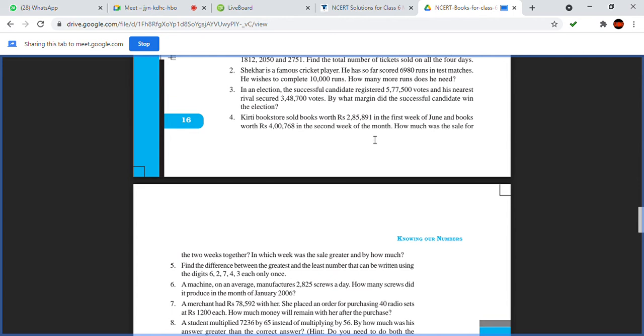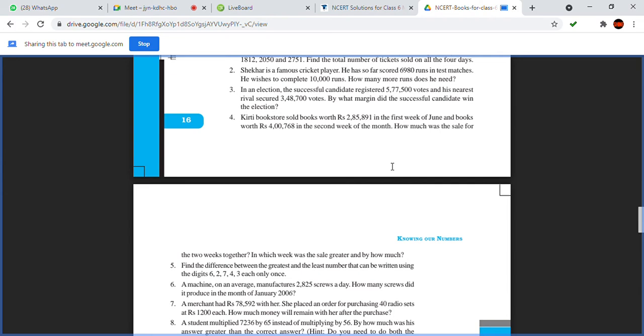First week 2,85,891 and in second week 4,768. Then third step, total sale. You can write total sale, or sale for the 2 weeks together if you want. Sale for the 2 weeks or total sale, anyway you can write.